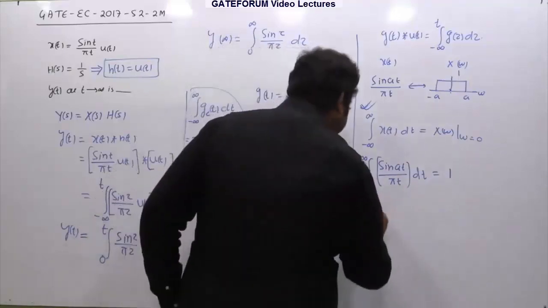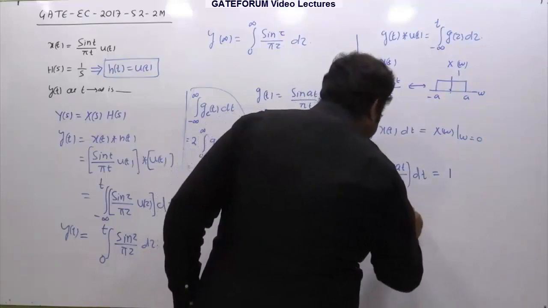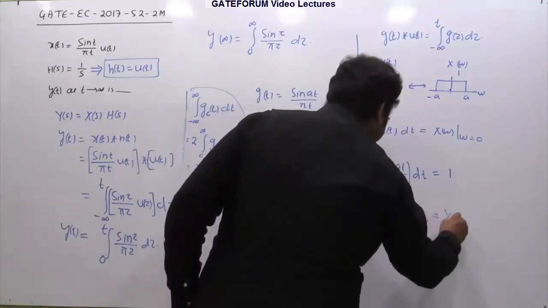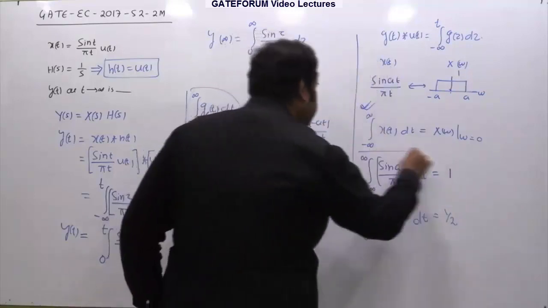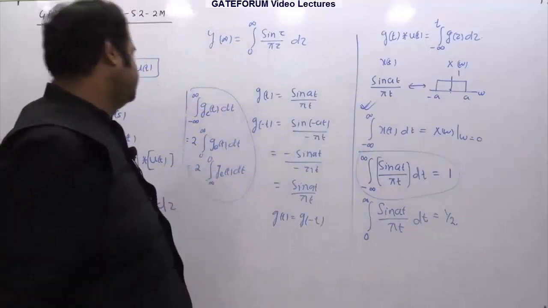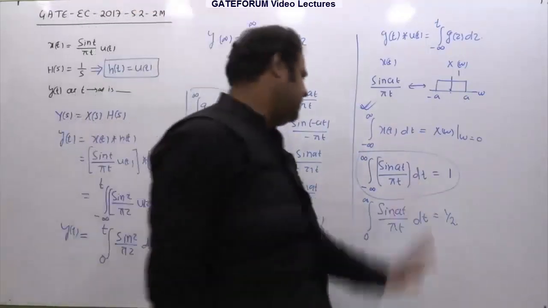Now if somebody asks you what is the integral from 0 to infinity of sin(at)/(pi t) dt, what will be this answer? This answer will definitely be half, because the complete area is 1. If I ask you what is the one-sided area, that will become half, isn't it? Right? So this is becoming half.